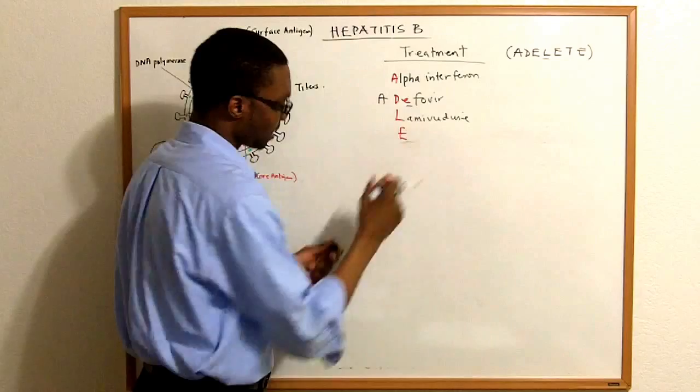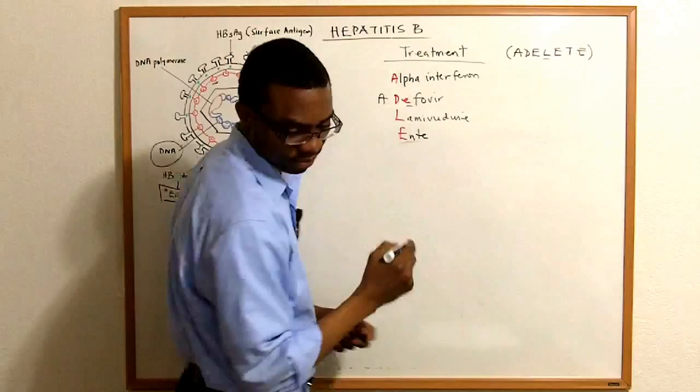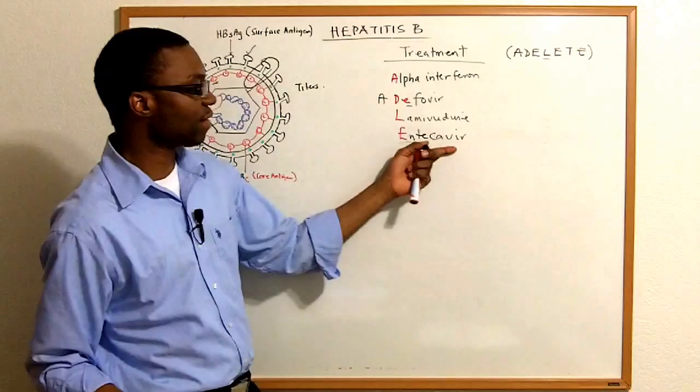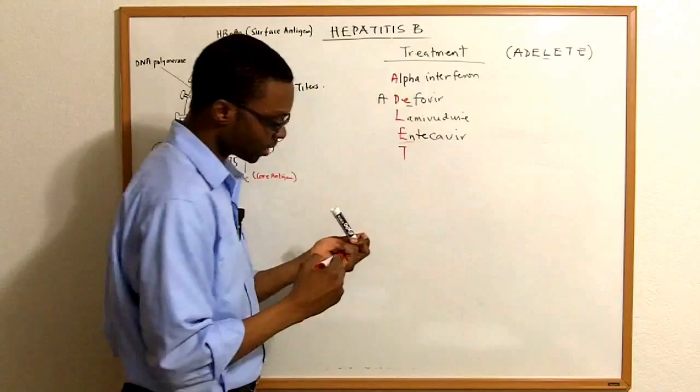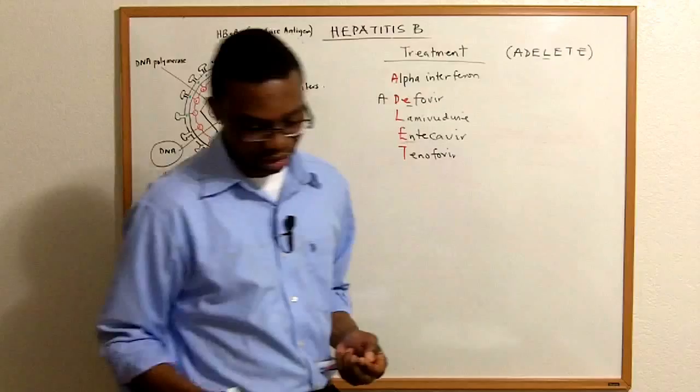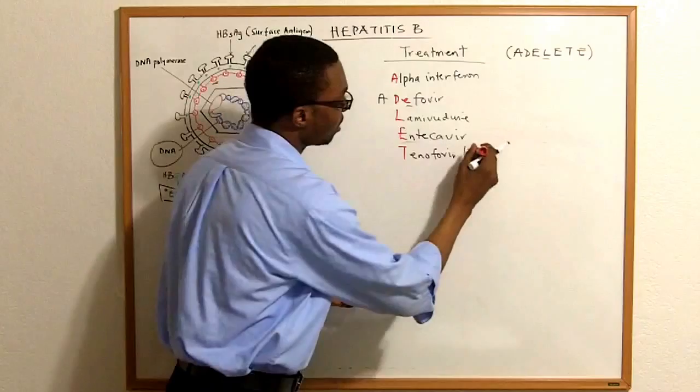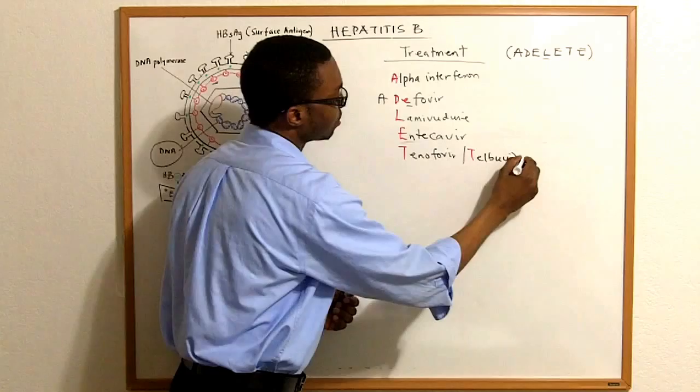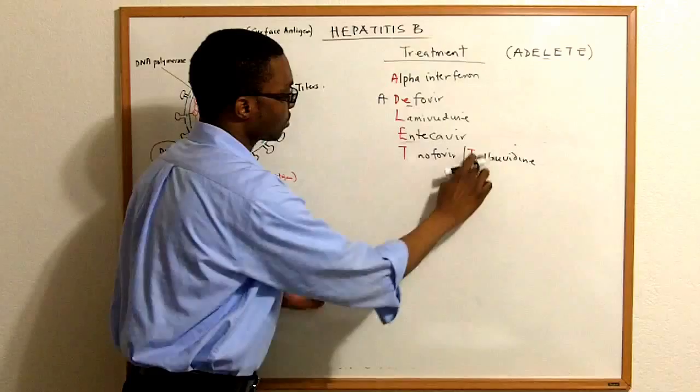The next drug is entecavir, the antiviral drug entecavir. And T stands for tenofovir, or the other drug, telbivudine. Telbivudine. So really, T-E. That's the mnemonic.